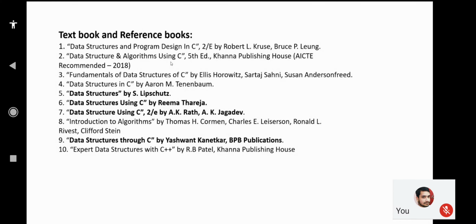Now bring any book from the market and do my classes properly. If you do my classes properly, no book is required. No book is required. But you can bring any book from the market and read it. No issue.